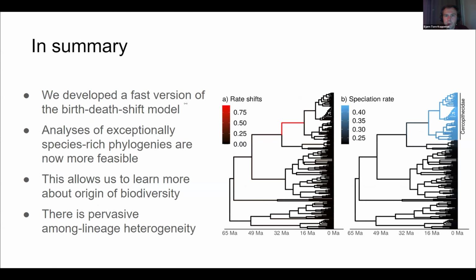So in summary, we developed a fast version of the birth death shift model. So if you have an exceptionally species-rich phylogeny, it is now feasible to analyze this using these methods. So you can run it on your laptop, you start the analysis, you go get a coffee, you get back, and it's usually finished. So this efficiency allows us to broaden our taxonomic scope and learn more about the origin of biodiversity. And our main result is that there is pervasive evidence for among lineage heterogeneity in the tempo of diversification.